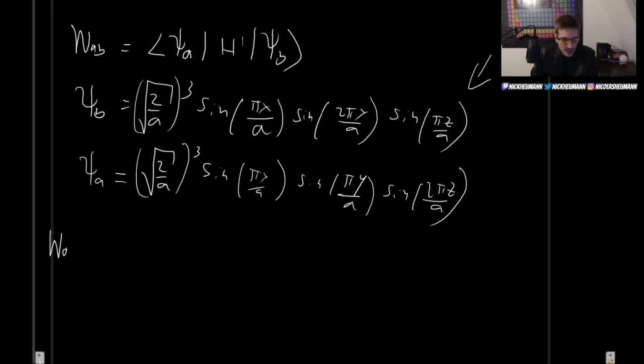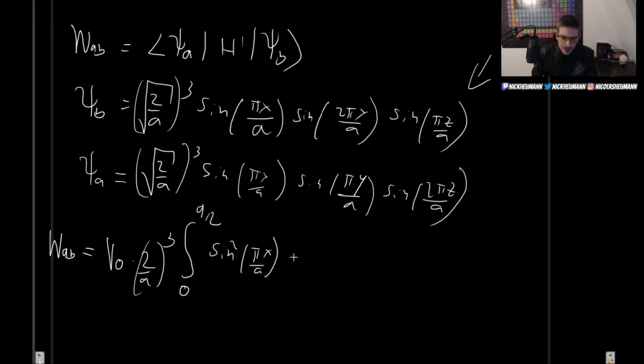So Wab, now what is this going to be? Let's just put the V0 in front. That's going to come from the Hamiltonian, V0, times 2 over a cubed. Okay, all good. And now let's separate each one of the integrals. From 0 to a over 2, the x part. So that's going to be sine squared of pi x over a dx. So nothing new here. We already know this is going to be v0 over 4.